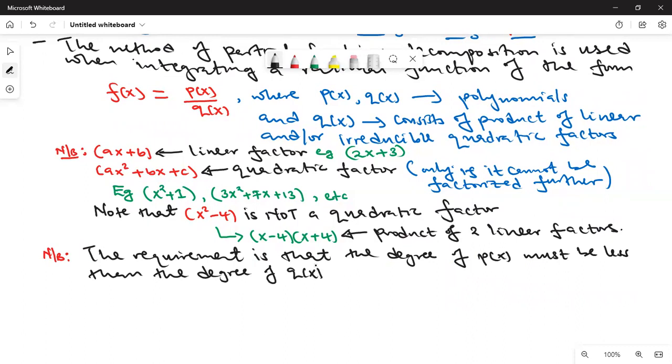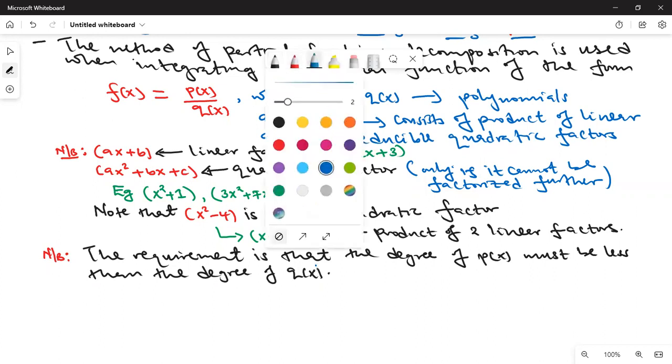So whenever you deal with partial fractions, always carry out a check to ensure that the numerator is of degree less than that of the denominator. If that is not the case, then what do you do? So I can use another color. Let me use blue to explain that concept again.